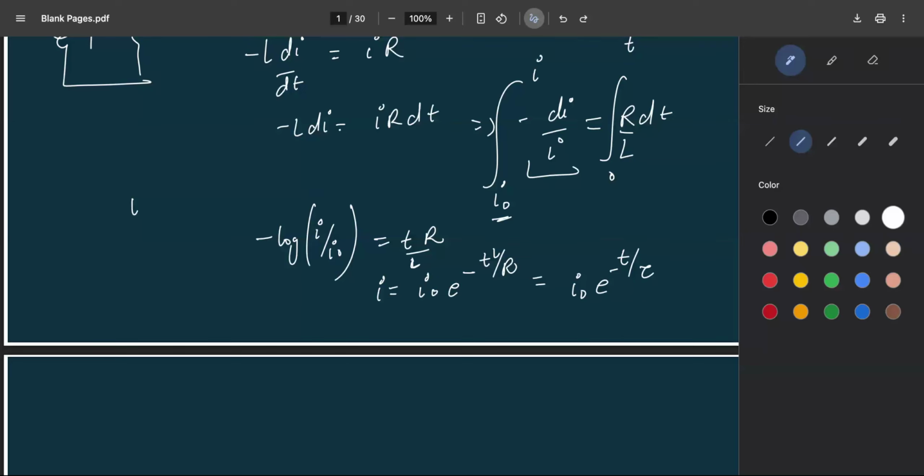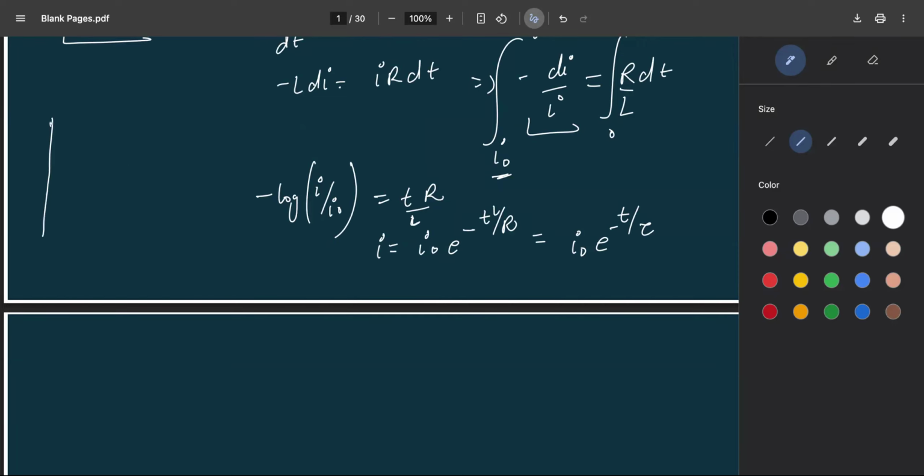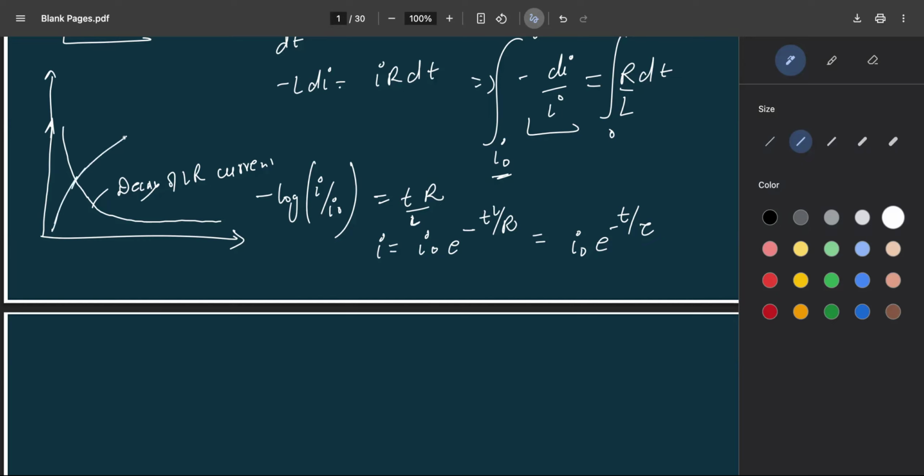Here, if I have to make the graph, how will it look? The graphical representation of this is something like this. Previously we had this kind of condition, saturated after some time. Here we have this kind of condition. So this is the decay of LR current, and this is the growth.